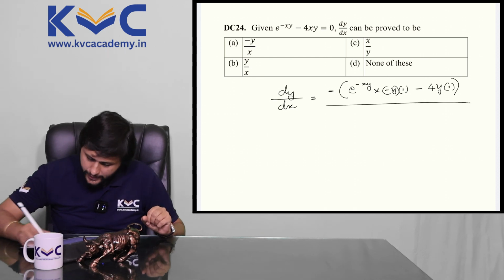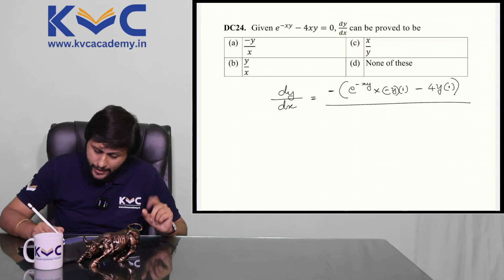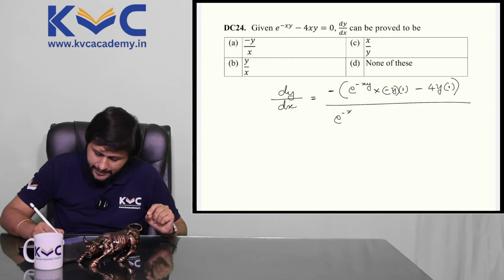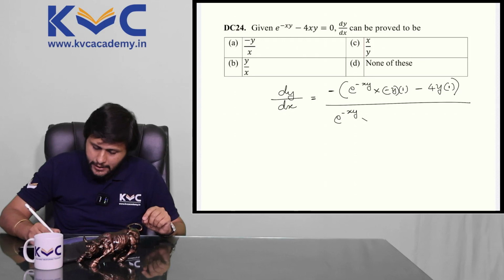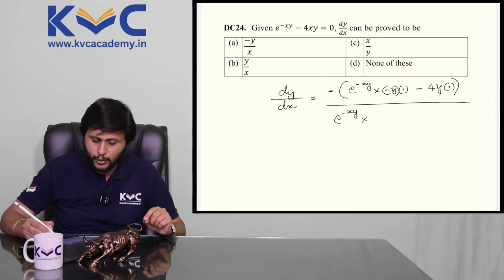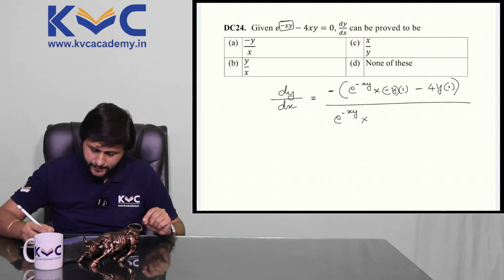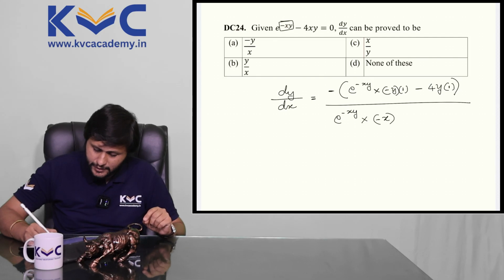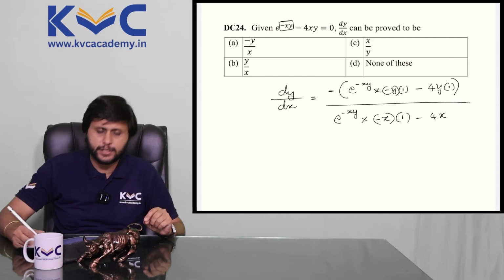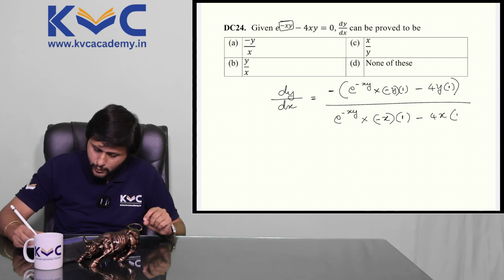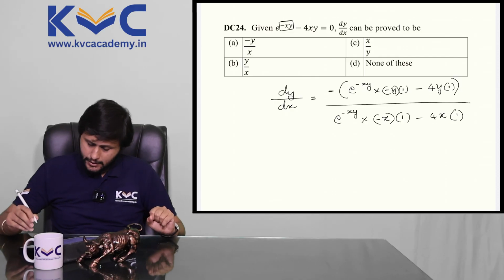Fine. All divided by, now I need to differentiate with respect to y. Differentiation with respect to y, x is constant. So again e to the power minus xy, differentiation of e to the power minus xy is e to the power minus xy into, now applying chain rule, we have to take differentiation of this value, right? Same thing what we did in the numerator. So this time minus x is constant, differentiation of y is equal to 1, minus 4x is constant, differentiation of y is equal to 1. Clear?